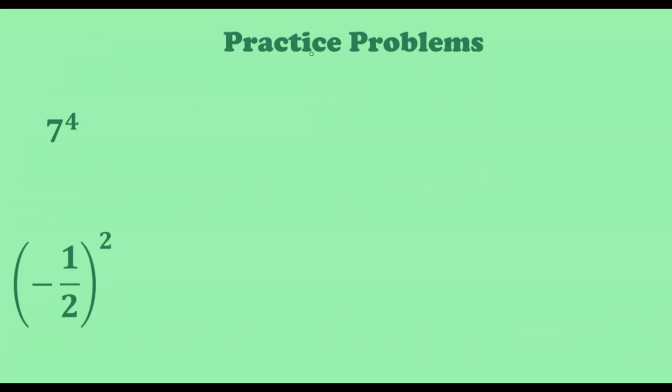Now, let us have a look at a few practice problems. Let us try to evaluate a few exponential expressions. So the first one we have over here is 7 raised to the power of 4. So that means we must multiply 7 by itself 4 times. So we have 7 times 7 times 7 times 7, and that is equal to 2,401.